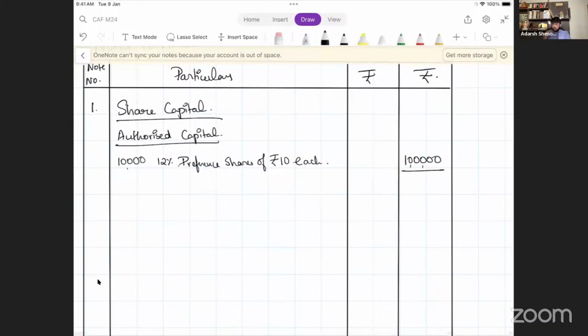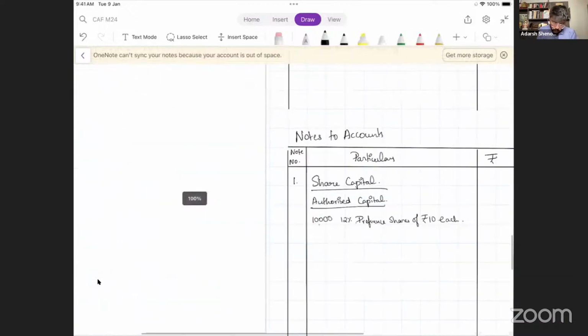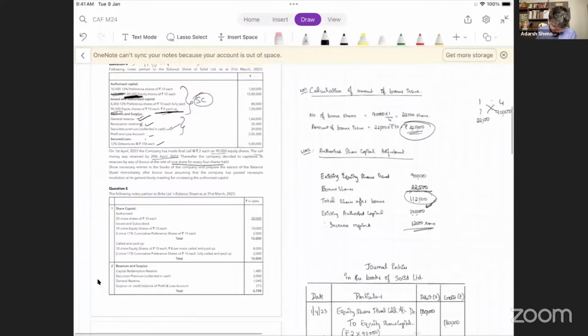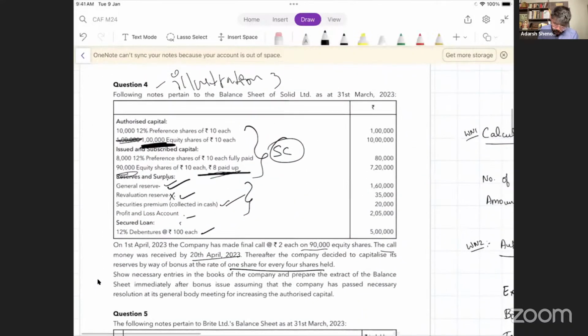Whenever you are underlining something, what it means is don't consider it for the ultimate totaling. Because when totaling share capital, authorized capital is not considered. Only paid up capital is considered for totaling. So this is just for disclosure, to say this much authorized capital exists. For disclosure purposes only I am writing it. So we have to always underline whenever we are writing any information which should not be used for totaling, it's just for disclosure.